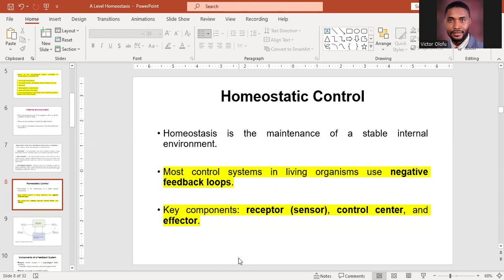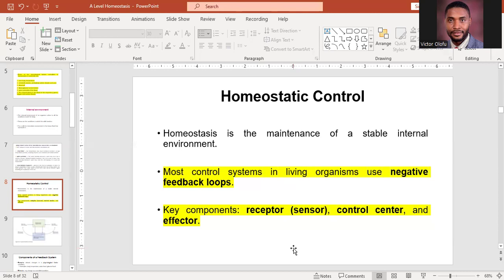Now, what am I saying? Positive feedback, if a factor increases, positive feedback will further increase that factor. Negative feedback, if a factor increases, negative feedback will decrease that factor. If the factor decreases, negative feedback will increase it. So in regulation, in homeostasis, the negative feedback occurs. The key components are the receptors, which are sensory cells, or we call them the sensors, the control center, which is the brain and the spinal cord, specifically the hypothalamus, and the effector.